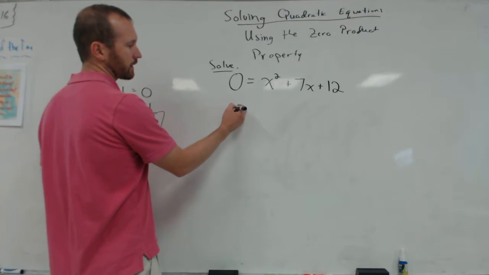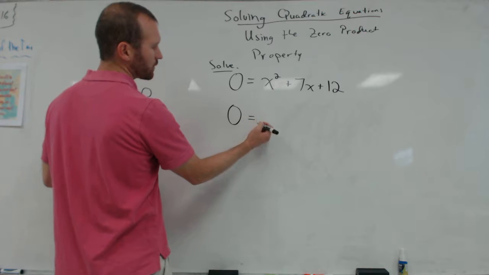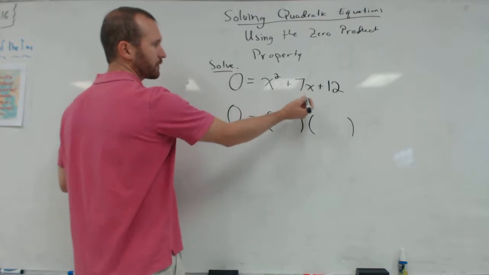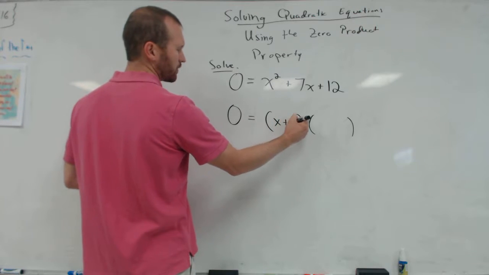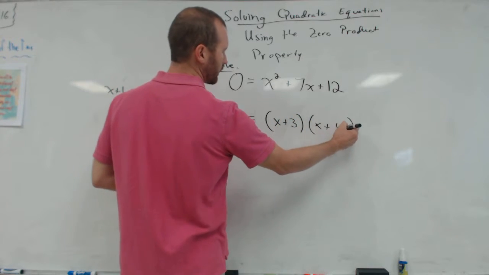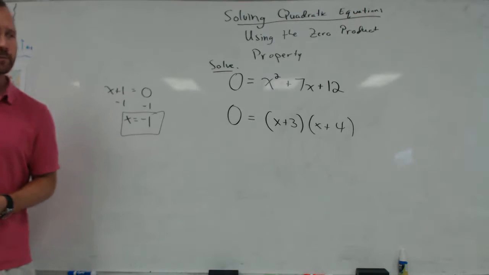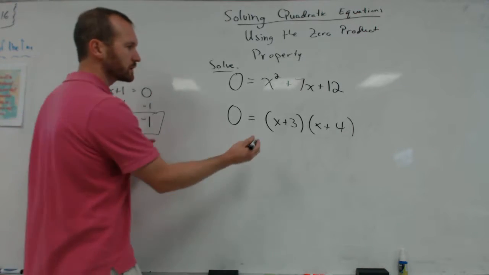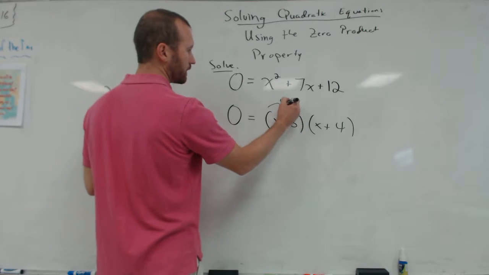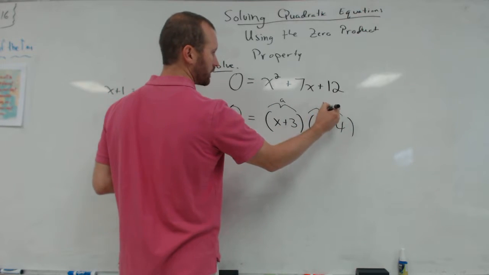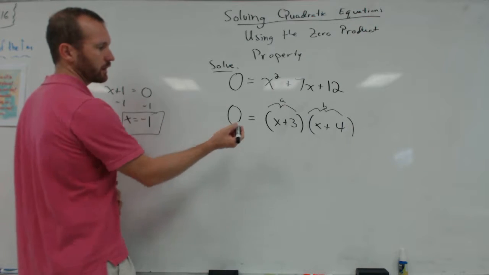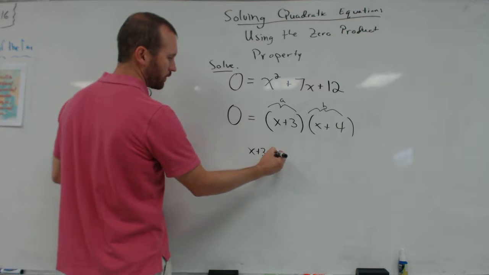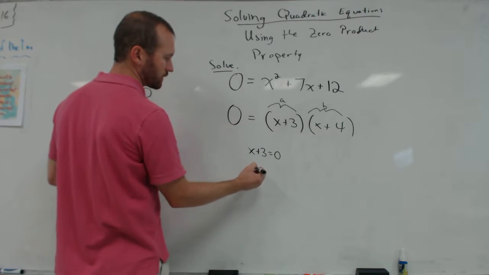I'll do one like that in a second. So 0 equals, the factored form of this would be x plus 3 and x plus 4, right? So zero product property says if 0 equals one thing times another thing, then either this thing has to equal 0 or this thing has to equal 0.